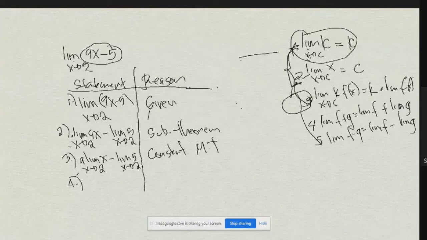Pero syempre guys, kahit pwede, huwag nyo sasabay-sabayin. Okay? Sa reasons natin, dapat one reason at a time lang tayo. Huwag natin bibiglain. Halimbawa, saan yung ballpen ko? Wala na naman.